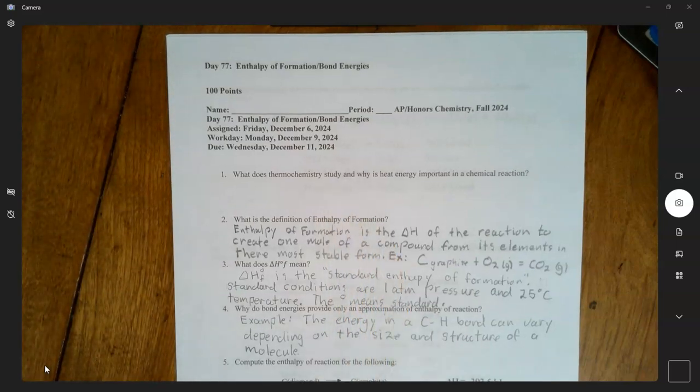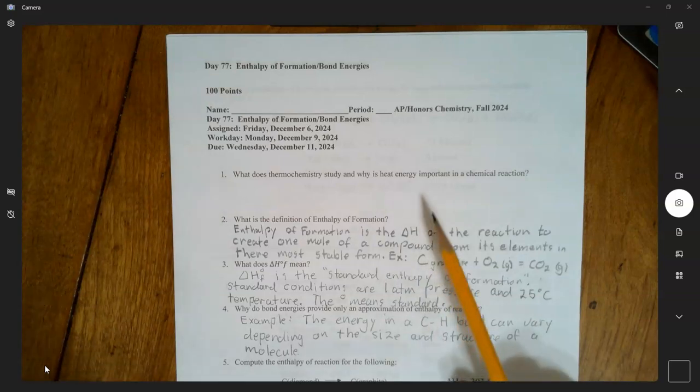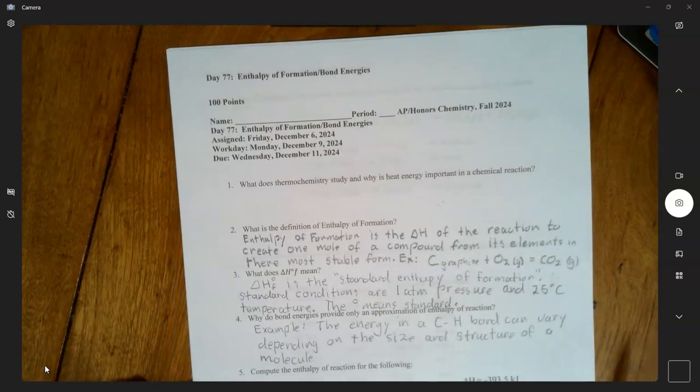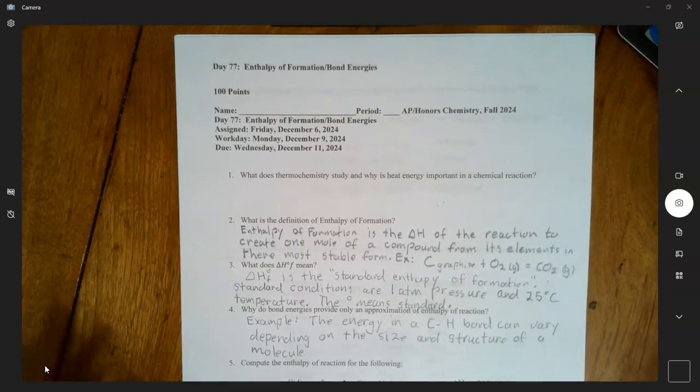What does thermochemistry study, and why is heat energy important in a chemical reaction? So we answered that in day 75. I wrote that out. Thermochemistry studies the heat called enthalpy going into and out of a chemical reaction. Since the only kind of energy entering or leaving a chemical reaction is heat, it tells us how much energy is needed to make that chemical reaction go forward, or how much is released by that chemical reaction. And it tells us the energy that's in the bonds when they break and are reformed in products. So heat energy is the only kind of energy coming in or out of a chemical reaction.